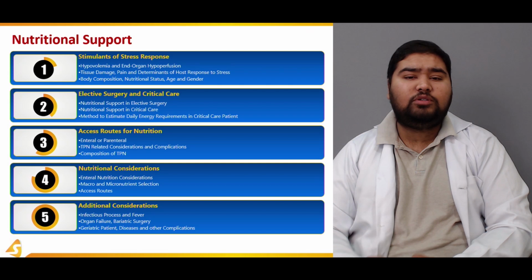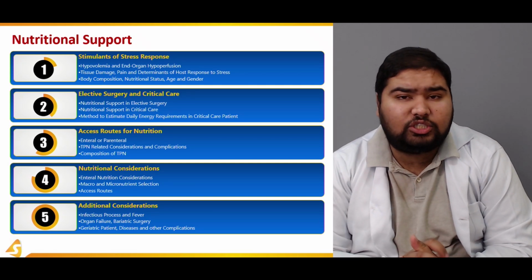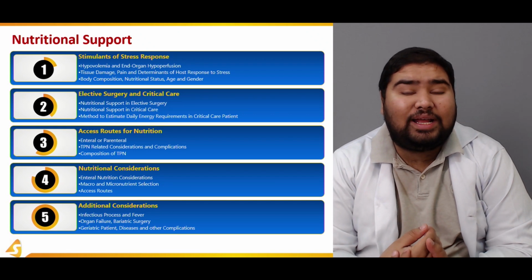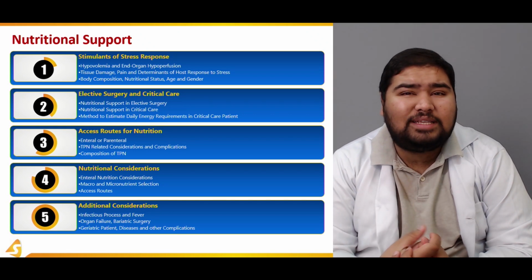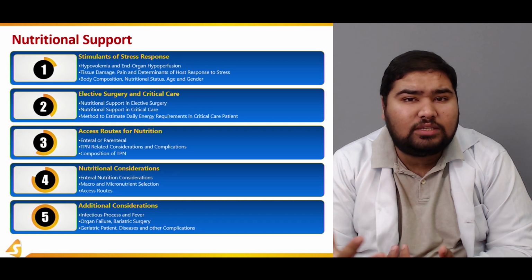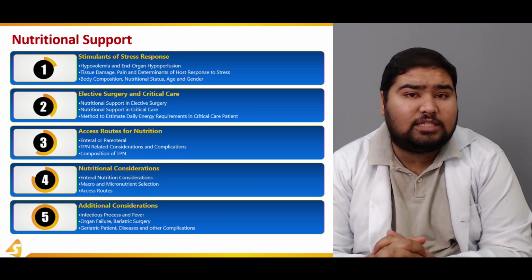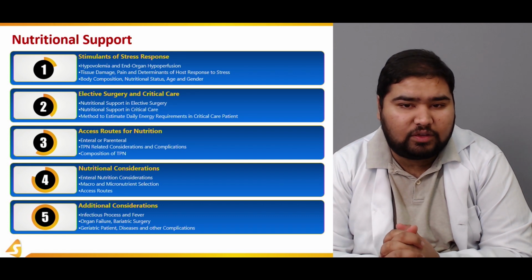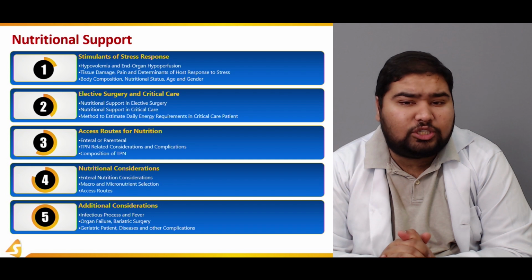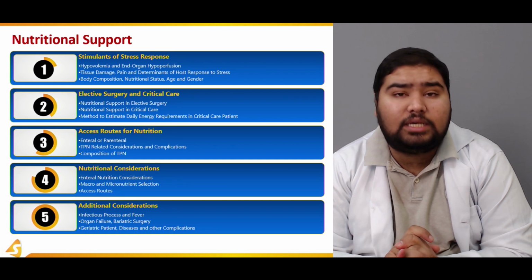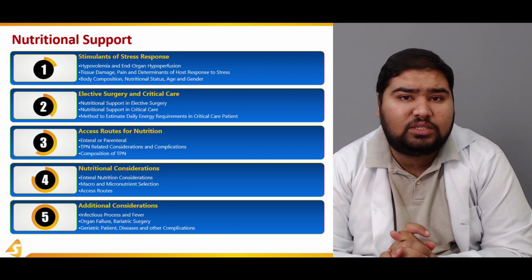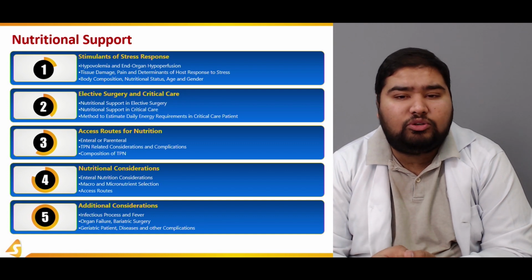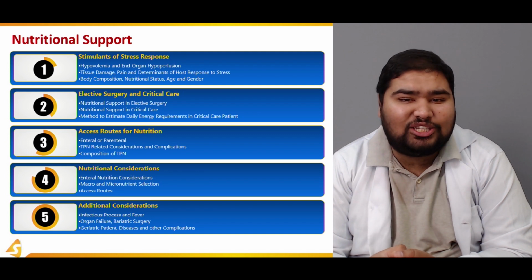The nutritional support has been divided into 5 sections. In the first section, we'll talk about the stimulants, which act as stresses to the body and add to the stress on the body itself. These will include the hypovolemia and end-organ hypoperfusion. Then we'll talk about the tissue damage, pain, and determinants of host response to the stress. And finally, we'll talk about body composition, nutritional status, age, and gender.